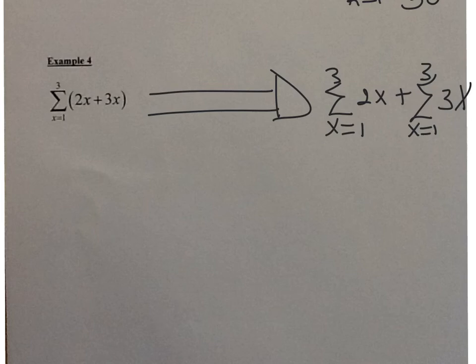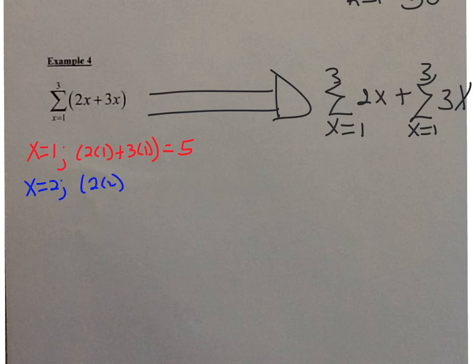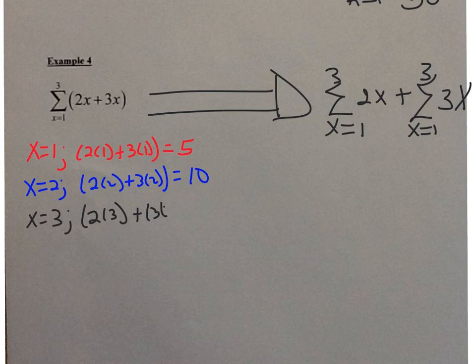Okay, so let's see here. I'm going to start on the left. I'm going to start with x equals 1. So that's going to be 2 times 1 plus 3 times 1. So that's 3 plus 2 is 5. x is equal to 2. So that's 2 times 2, which is 4, plus 3 times 2, which is 6. So it's 4 plus 6 is 10. And then x is equal to 3. So that's 2 times 3, which is 6, plus 3 times 3, which is 9. So that's 6 plus 9 is 15, and I add them up, and I get 30.